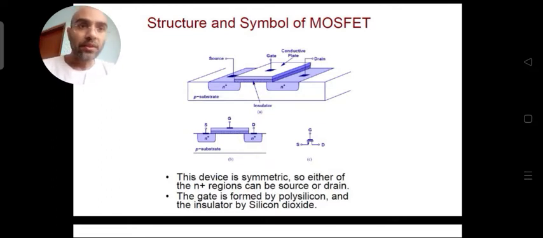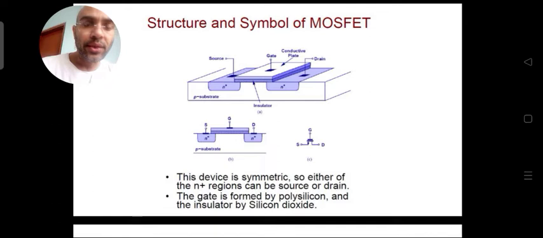So the first diagram was the three-dimensional diagram. The single line diagram, if you see the front view, looks like diagram B, and the symbol for the MOSFET, for the NMOS, is this. So this is the symbol for your NMOS, diagram C. So this is what the structure is.